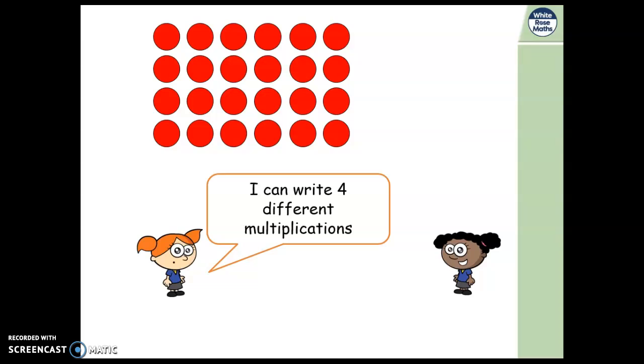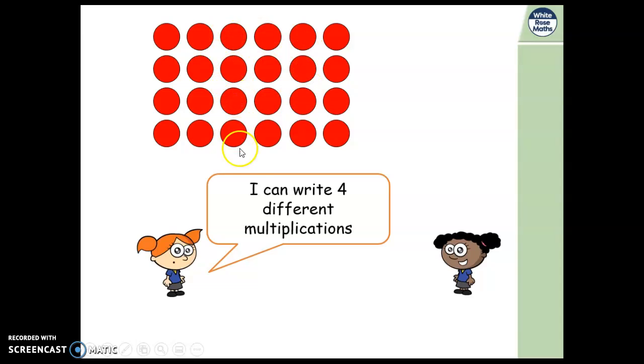Some questions aren't going to have counters or cubes. They're not always going to be in groups, so they're not easy for you to look at and think, oh, that's an equal group, that's an equal group. Sometimes you're going to have to think, right, what groups can I put these large pictures into? The word we will be using is array, and we'd use this to make lots of different equal groups.